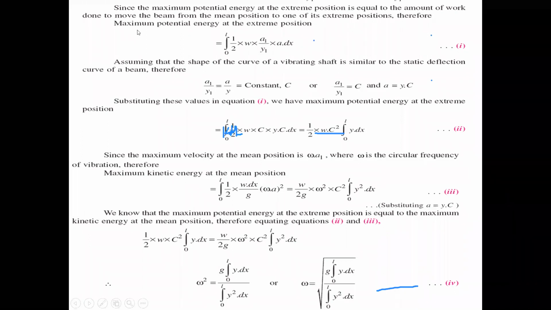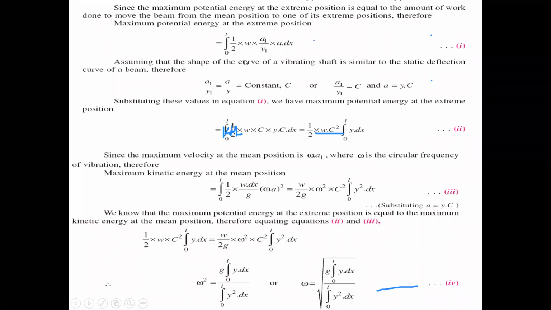So now we are going to find the maximum potential energy at the extreme position. So that is taken as here, for getting the maximum potential energy at the extreme position. We may also consider the limits. So the limits are 0 to L.